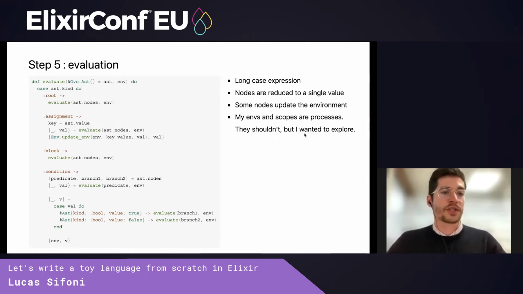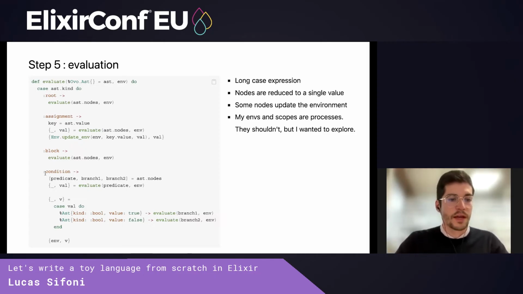So, evaluation. Now that we have our full program tree that has been rewritten in some cases with my little transform passes before, we can match and recurse on the AST until we have a single value left. So some nodes like assignment update an environment with the value of this assignment, and some nodes just go to evaluate a level deeper. You can see how a condition is implemented too.